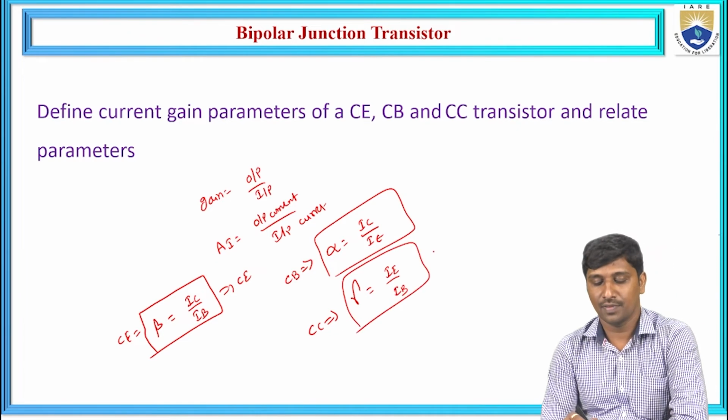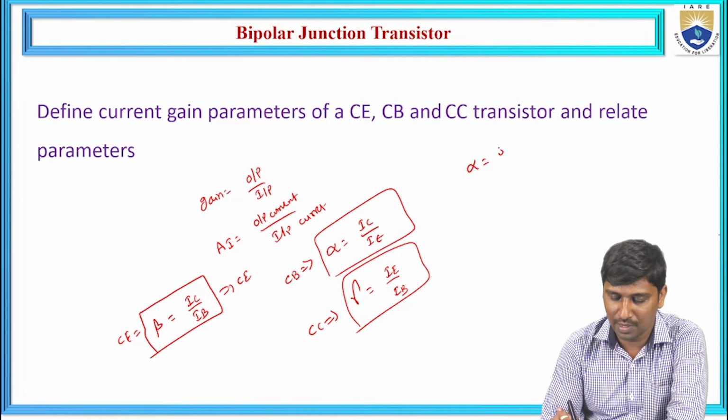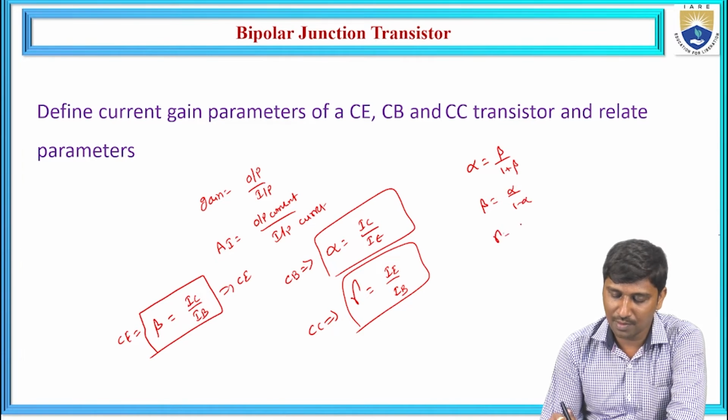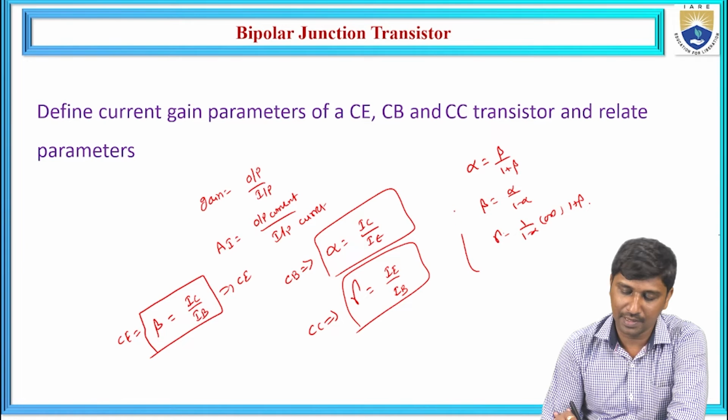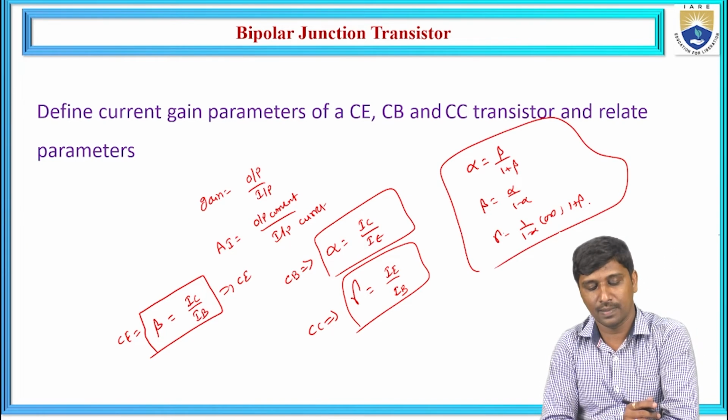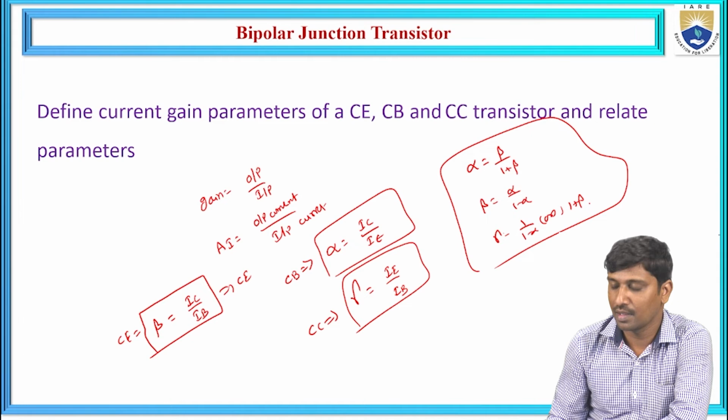Then if you want to relate these formulas, alpha is equal to beta by 1 plus beta, or you can write beta in terms of alpha as alpha by 1 minus alpha. Gamma can be written as 1 by 1 minus alpha, or 1 plus beta. So these are the relationships between the three parameters. You can explain it this way.